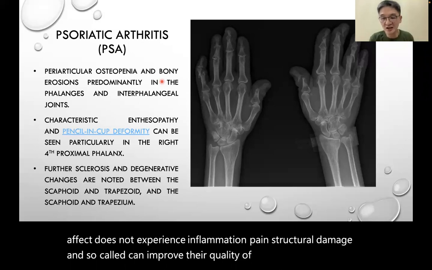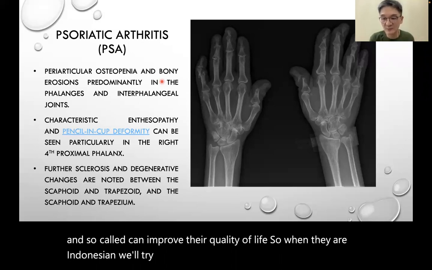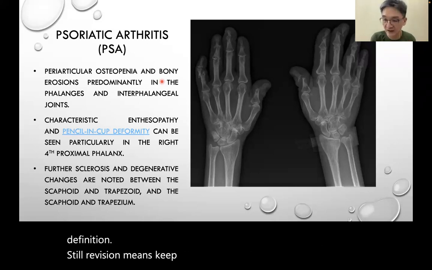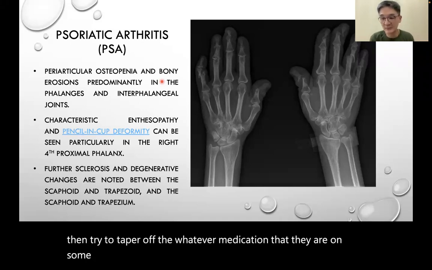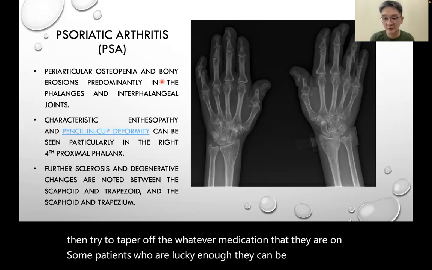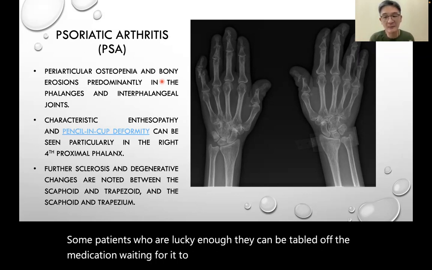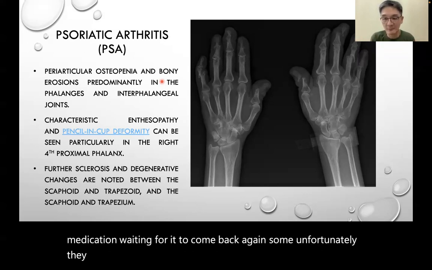So when they are in remission, we'll try to keep it that way as long as possible. By definition, sustained remission means keeping them in remission for at least 2 years. Then we try to taper off whatever medication they are on. Some patients who are lucky enough can be tapered off the medication, waiting for the disease to come back again. Some, unfortunately, will need to be on some basal therapy in the long run.